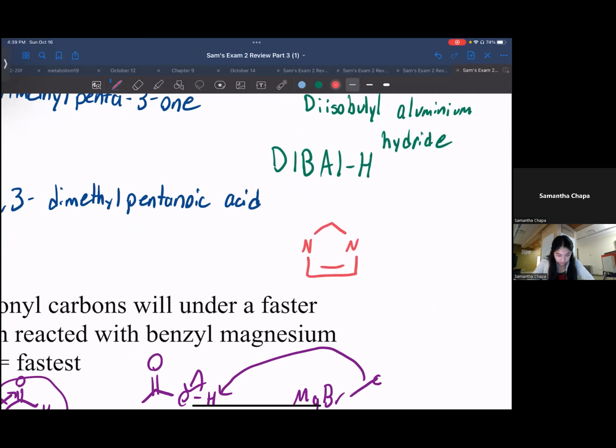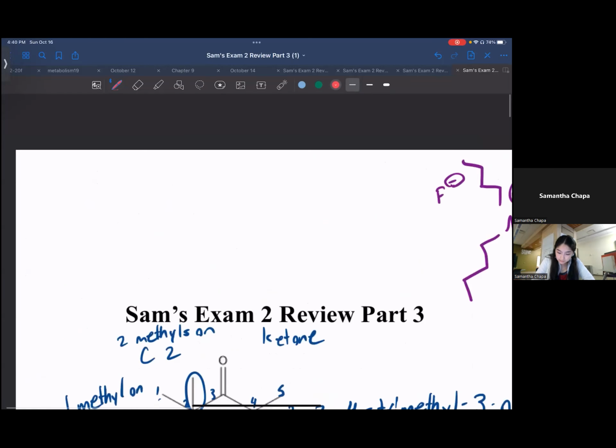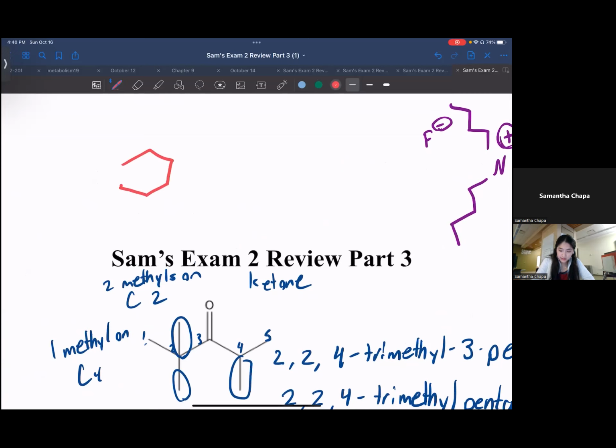Nitrogen. And this one is imidazole, which is one of the solvents that we use for one of our protecting groups. And I'm going to give you one more. This one is one that you're going to see very often in biochem. And the name of this is NADH.